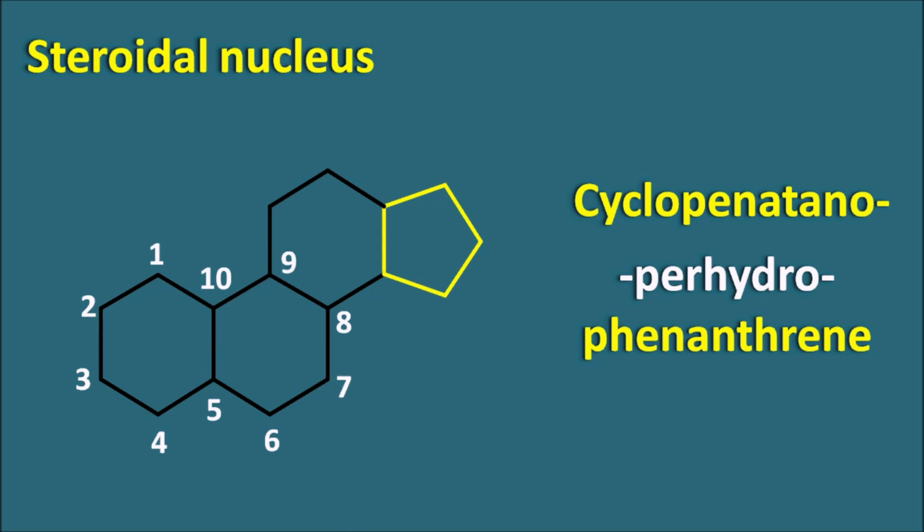Now let us go with the next ring. This is 11, 12, 13. But we are going to give the numbering in an S shape. So this is 13 and this is 14, 15, 16 and 17. So this is the numbering of the steroidal ring system. Now this basic steroidal nucleus has 17 carbons, so this is a C17 steroidal nucleus.